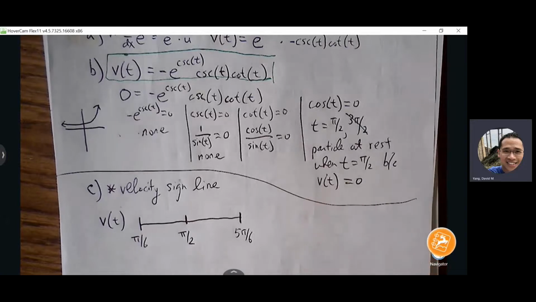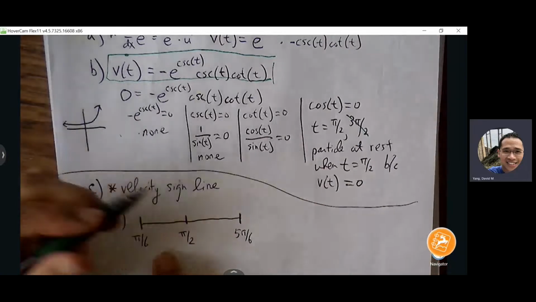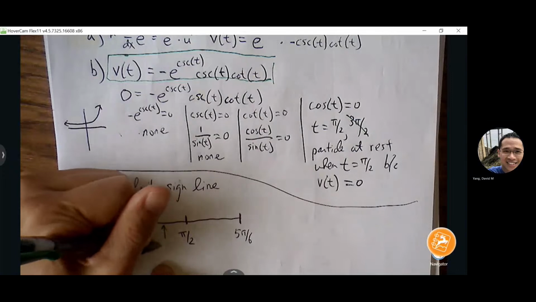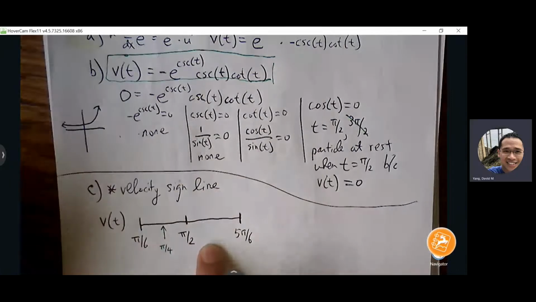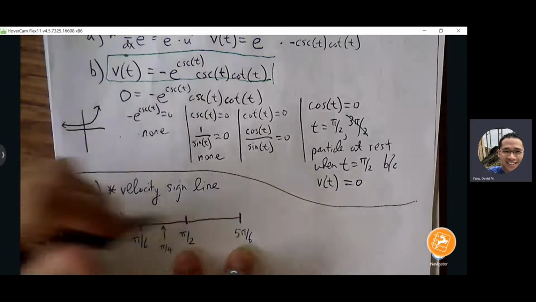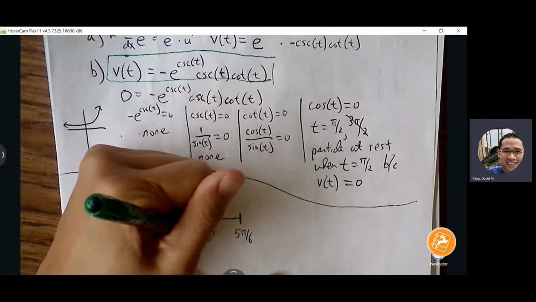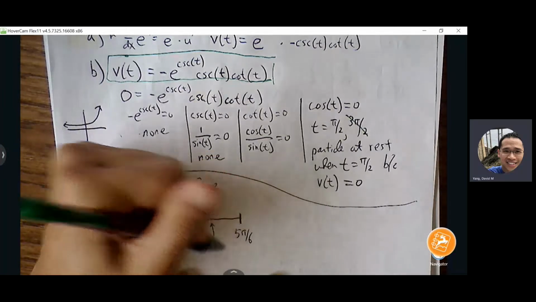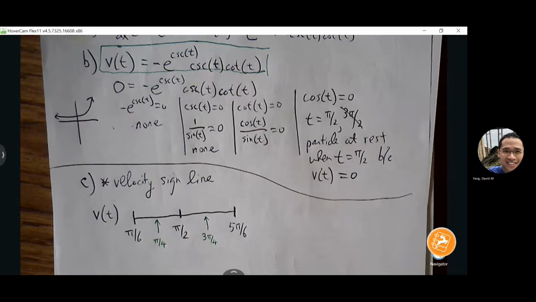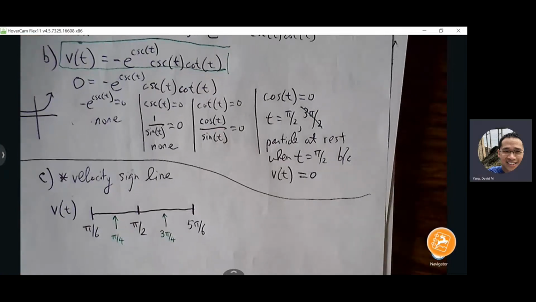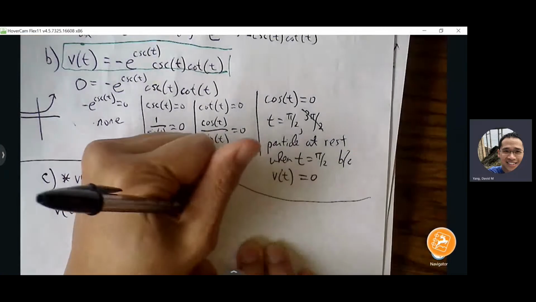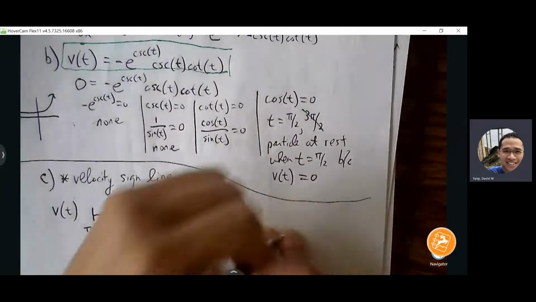Let's choose convenient values that we can find between pi over 6 and pi over 2. I can choose pi over 4. Between pi over 2 and pi over 6, I'll choose 3 pi over 4. Okay, insert into the velocity function to test them. So I'll test v of pi over 4.